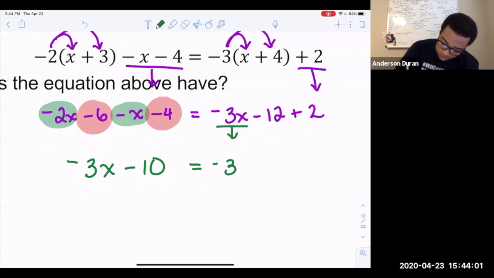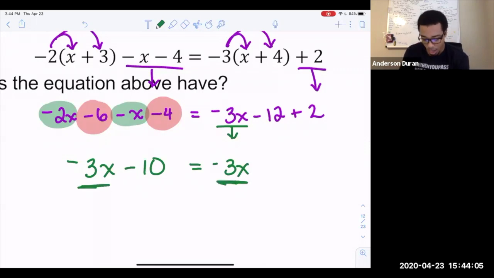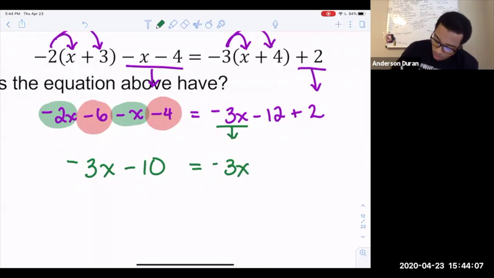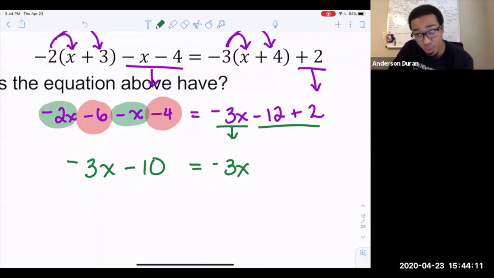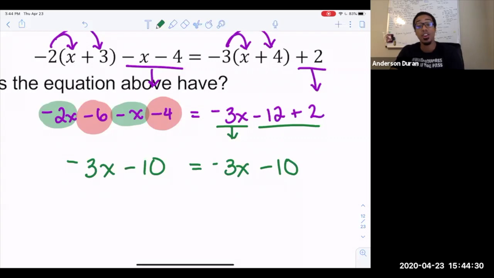So that's pretty good there. And already I'm looking at this like, okay. But what's -12 plus 2? So if I take away 12 and add 2 back, I am at, yes, -10. So what do we notice about the left and the right sides of this equation? They are the same. Yes, they are the same.